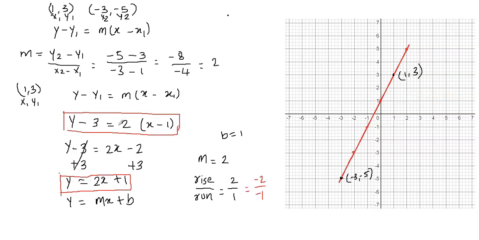When given 2 points, you can also leave your answer in the point-slope form, or you can leave your answer in the slope-intercept form, and then you can graph your equation. That's all in this video.